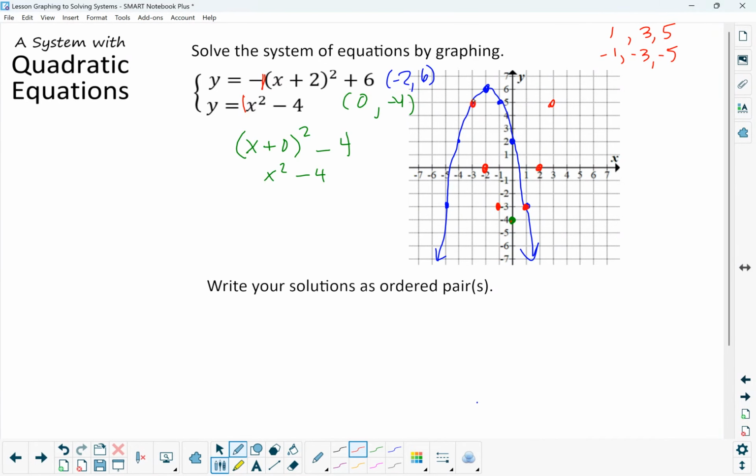And so this one actually ends up having two solutions. The two parabolas intersect twice. They intersect right here at -3, +5 as one solution, and the other solution is 1, -3. So two solutions there.